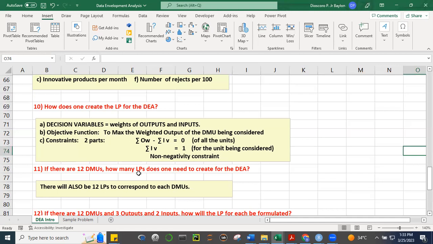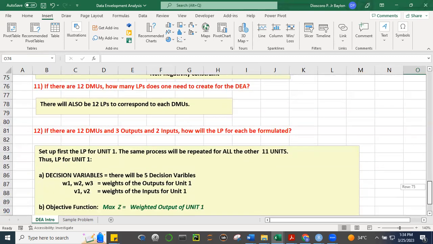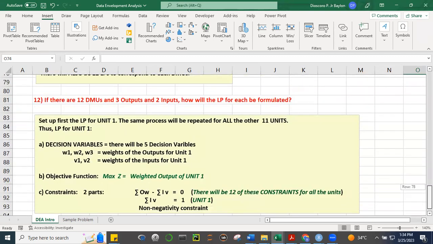So if you have 12 DMUs being considered for your DEA, then you should have 12 LPs, 12 linear programming models. For example, if there are 12 DMUs and we have 3 outputs and 2 inputs, how will the LP, when I say LP, it's linear program, be formulated for each? Since we have 12 DMUs, we will have 12 linear programs. Let's first take a look at DMU number 1, or unit number 1. What will be the decision variables for unit number 1?